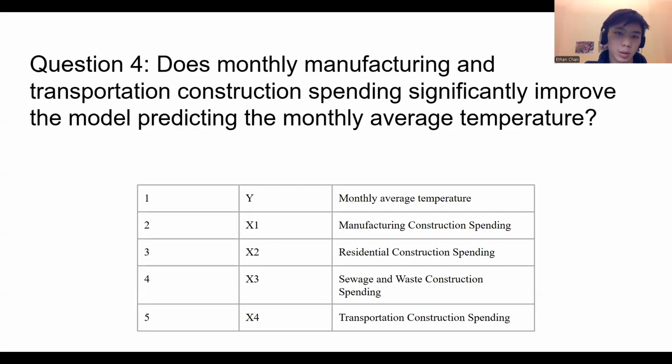Does the monthly manufacturing and transportation construction spending significantly improve the model predicting the monthly average temperature? I chose the manufacturing and transportation spending variables to focus on since those are the most vital to the global warming crisis. The monthly average temperature ranges from 2002 to 2016.